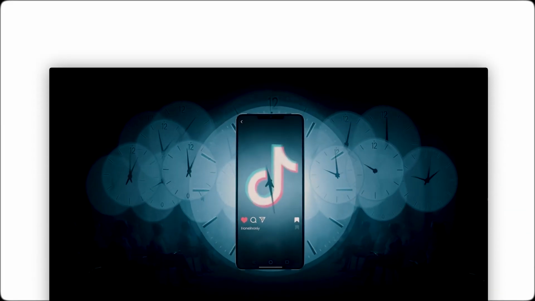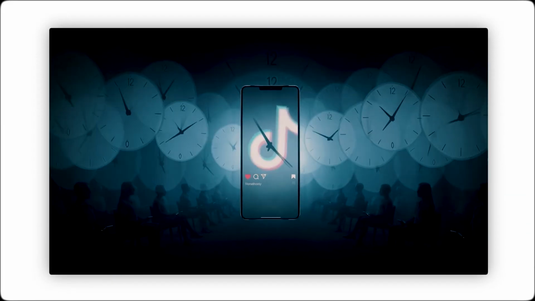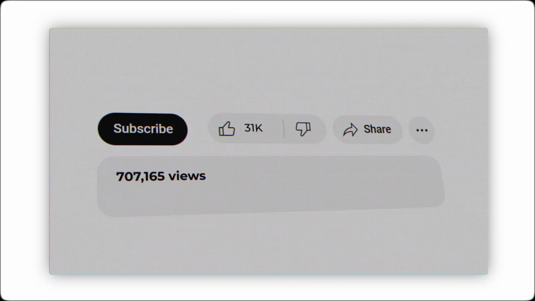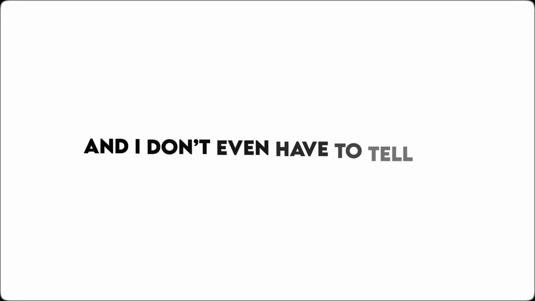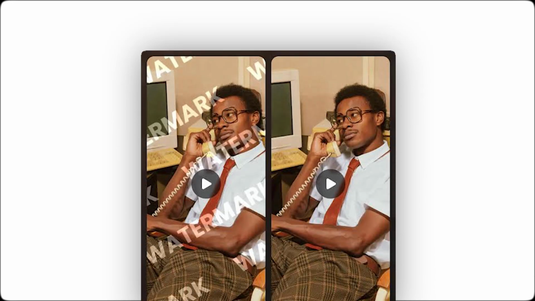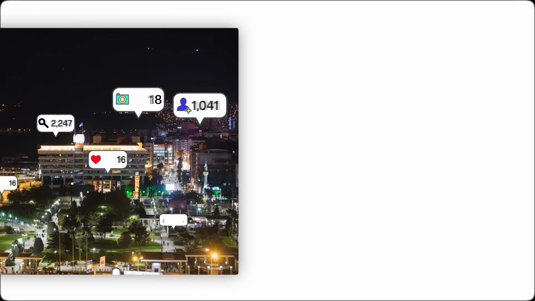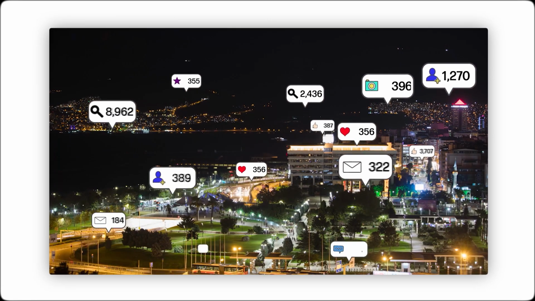Low retention tanks the watch time signal. Repeated content flags lower the account's trust score. Behavior that looks like spam, be it mass following, mass liking, or posting a high volume of videos in a short window, can also trigger throttling. And I don't even have to tell you about reposting content with visible watermarks. None of these show up as a notification. The video appears to post normally, picks up a handful of views, and then goes completely quiet.